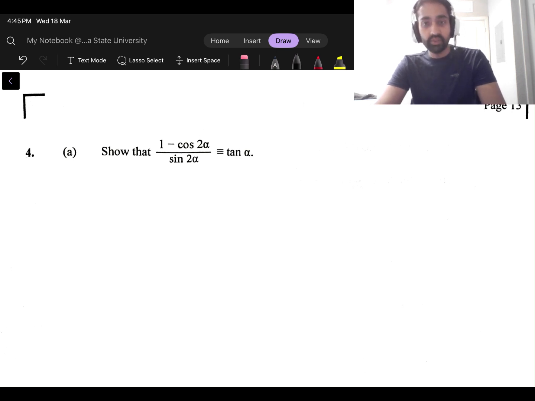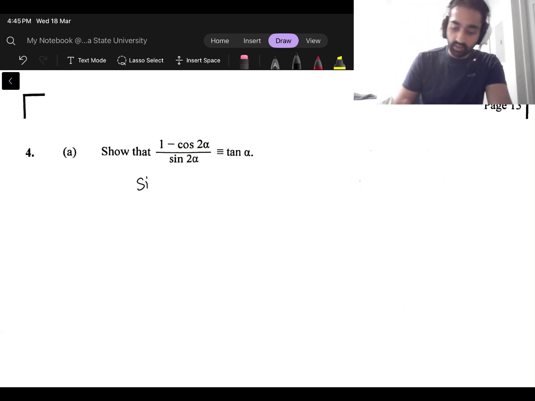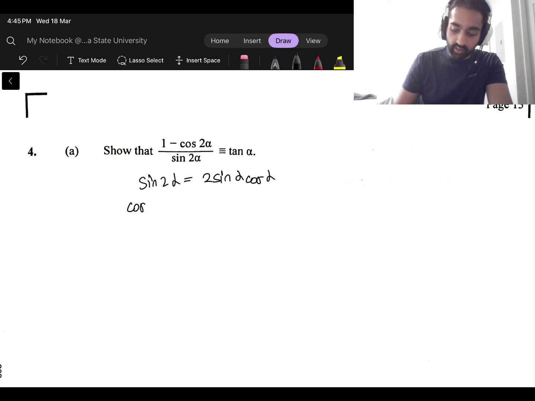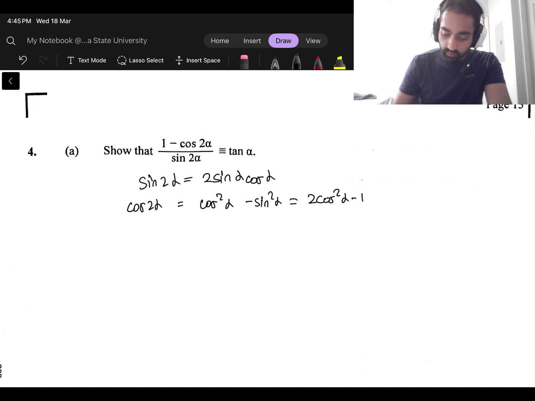The first thing we're going to do is replace sine 2 alpha and cosine 2 alpha in terms of alpha, because the right-hand side is all in terms of alpha. So let's do that. The first thing is sine 2 alpha. Well, there's only one form. It's 2 sine alpha cosine alpha. Now, cosine 2 alpha, there are three forms. One is cos squared alpha minus sine squared alpha. And then the other two are 2 cos squared alpha minus 1, and 1 minus 2 sine squared alpha.